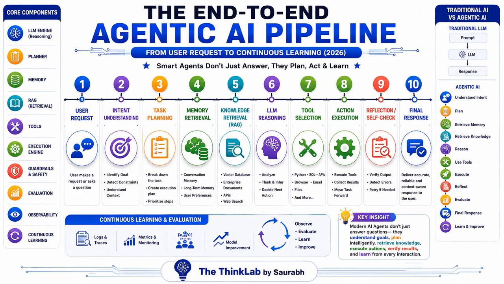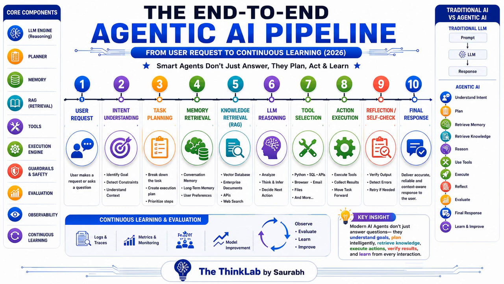So in today's video, we are going to understand end-to-end agentic AI pipelining. If you think that an AI agent is just an LLM answering a question, then this video will completely change your understanding. Modern AI agents don't simply generate text. They understand the goal, they create the plan, they remember the previous information, they retrieve knowledge, they use external tools, and then they verify their own work, and finally they learn from every interaction. So let's understand the complete pipeline step by step.